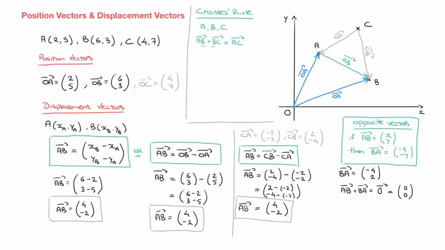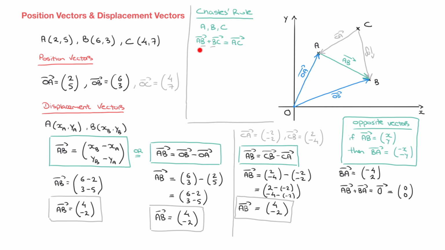And this result can be very convenient for geometry problems with vectors. For instance here, let's say we had been asked to find the displacement vector AC. So that's the displacement vector I'm hovering over right now. Then, according to this rule, we could state that vector AC is equal to AB plus BC.